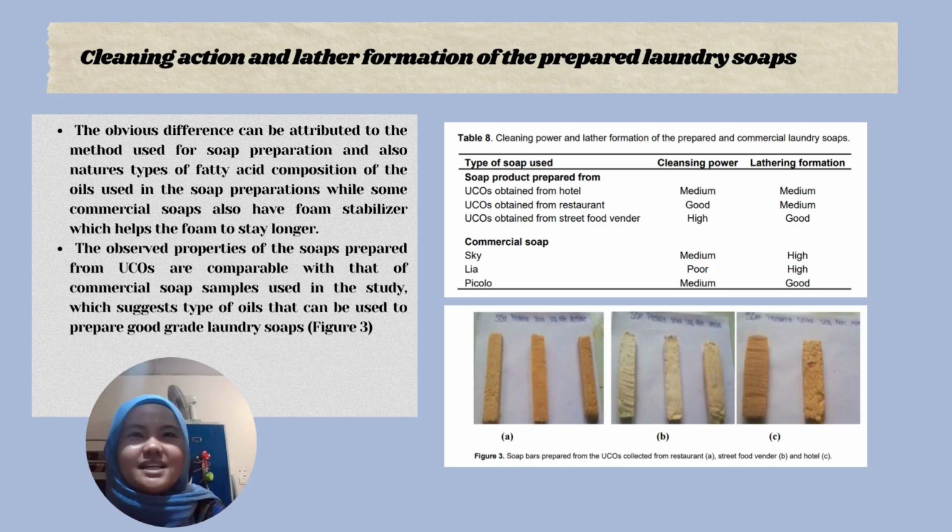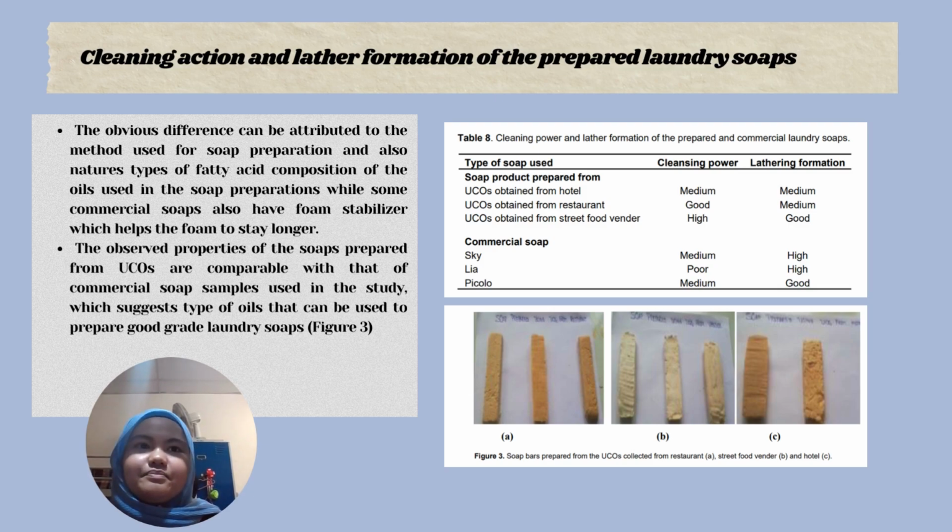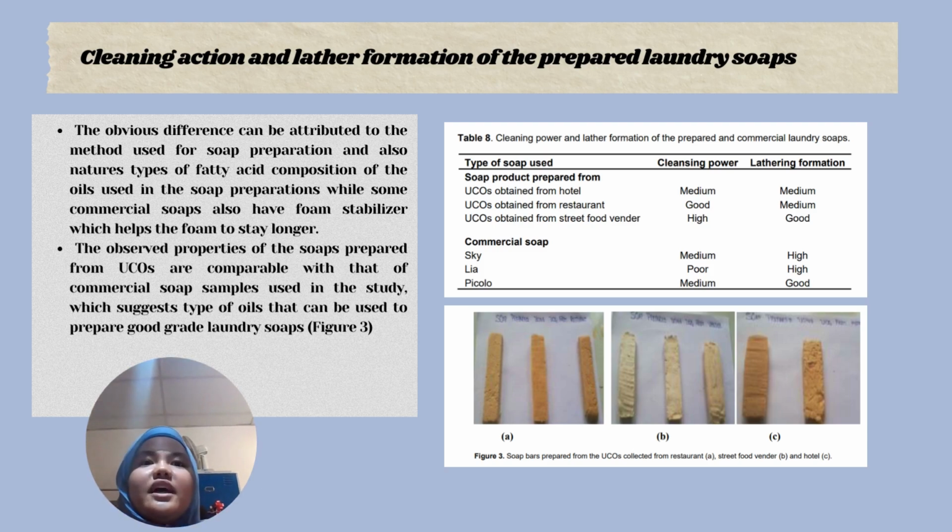The obvious difference can be attributed to the method used for soap preparation and also the natural fatty acid composition of the oils used in the soap preparation, while some commercial soaps also have foam stabilizer, which helps the foam stay longer. Therefore, the fatty acid composition of the oils used to prepare soap materials needs to be determined before soap preparation in order to get adequate chemical information about the soap to be prepared. The observed properties of the soap prepared from UCOs are comparable with those of the commercial soaps used in the study, which suggests the type of oils that can be used to prepare good grade laundry soap.